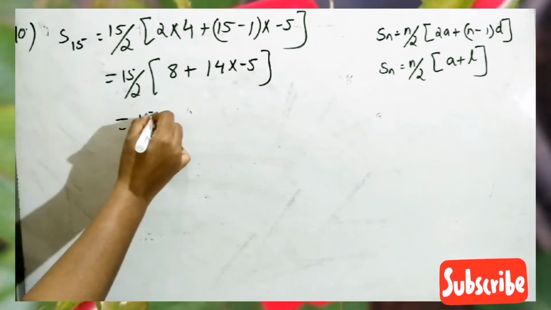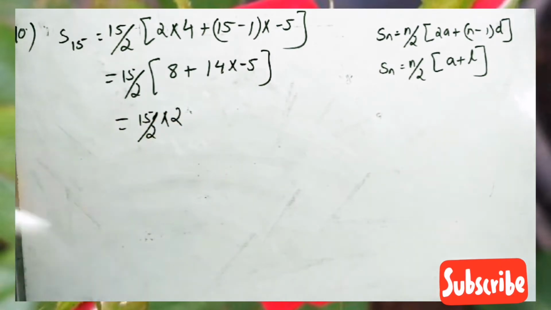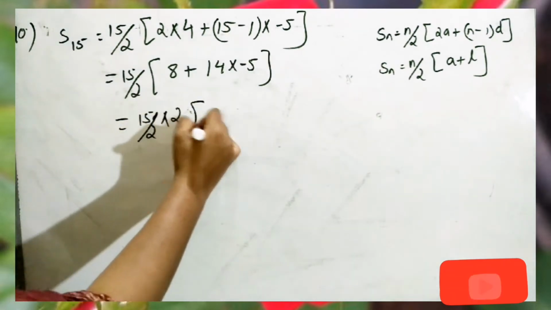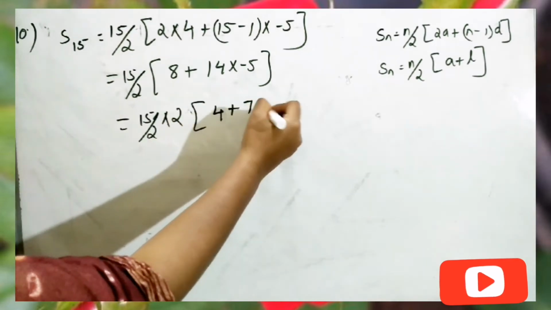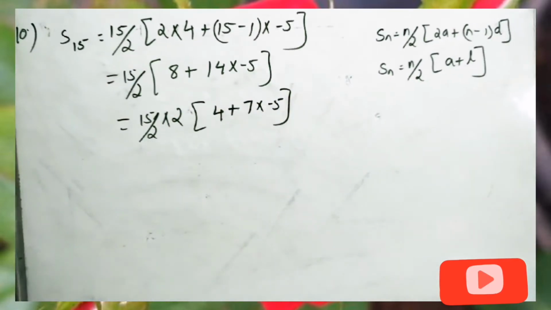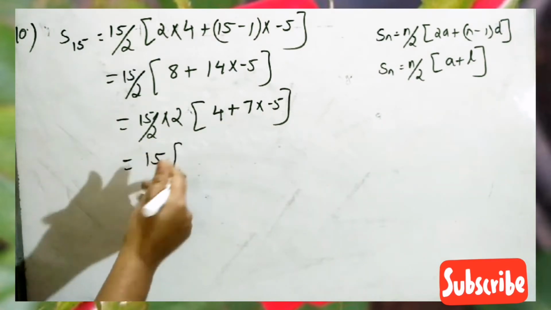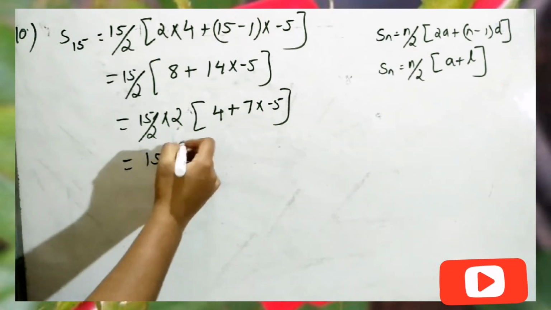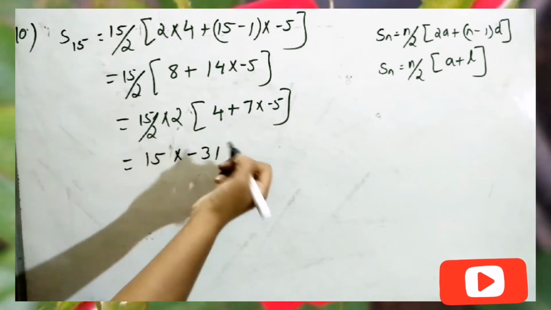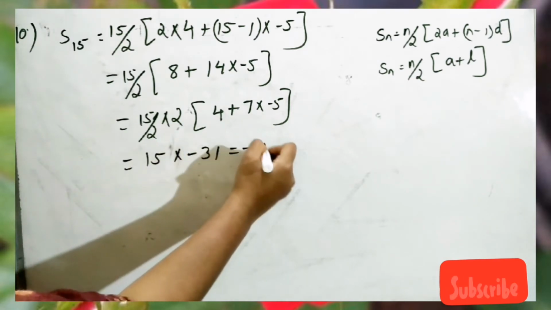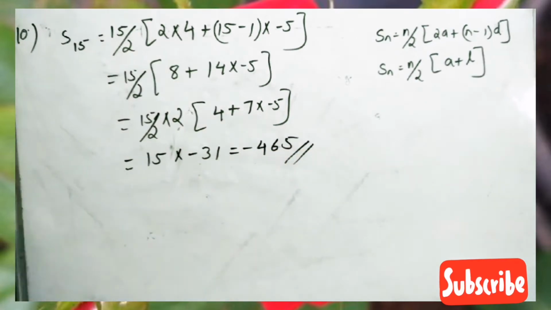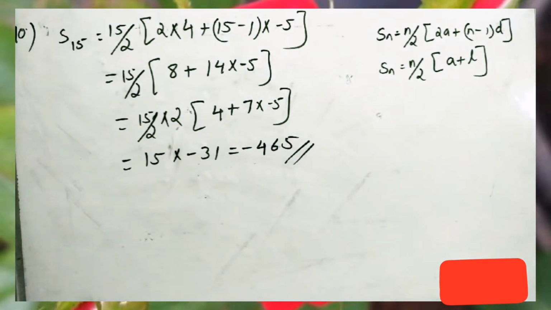That is equal to 15 by 2 into... 2 is common, just take it outside. Then 2 into 4 plus 7 into minus 5. 4 plus 7 into minus 5, we will get 15 into minus 31. 15 into minus 31 is equal to minus 465. So the sum of first 15 terms is equal to minus 465.